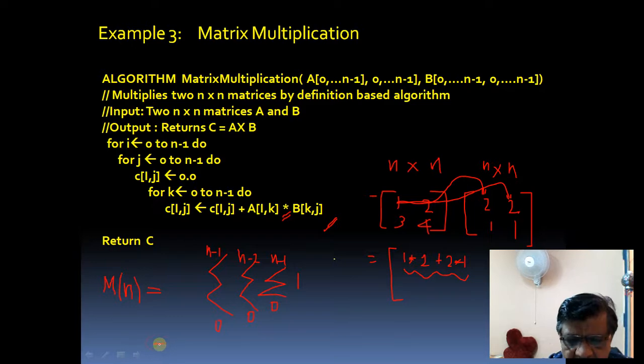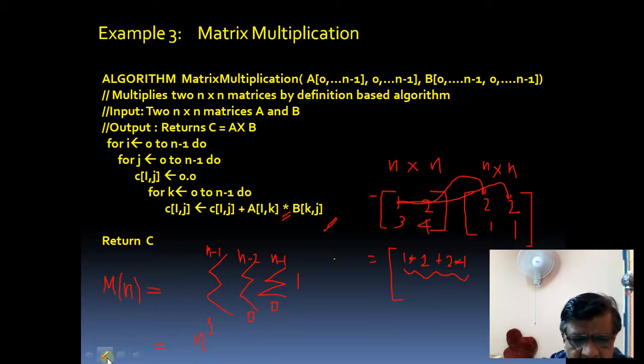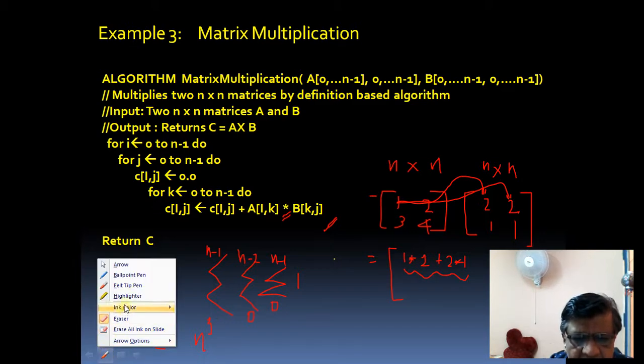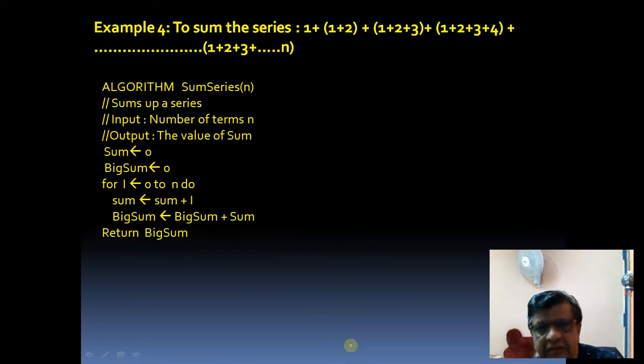If you expand this, you will soon find n cube directly coming, because n minus 1 minus 0 plus 1 gives n. Introducing this one will also give you n into n, and this will also give you n into n into n. Okay, n cube is the final outcome. n cube is the number of times the multiplication happens. Therefore matrix multiplication belongs to big theta of n cube. It is the cubic efficiency case, or cubic complexity. Right, we will end up with this.